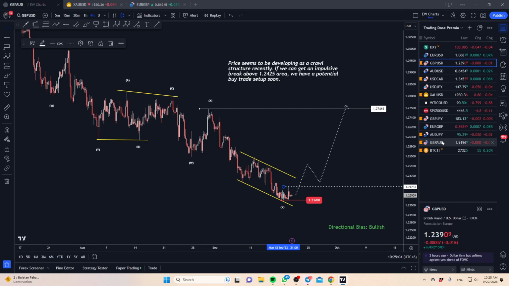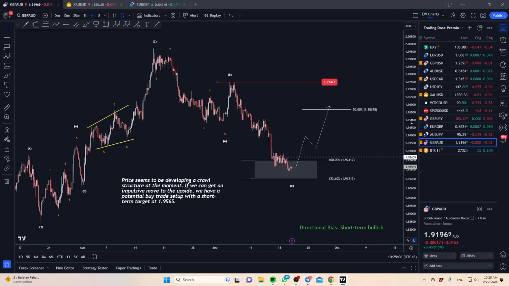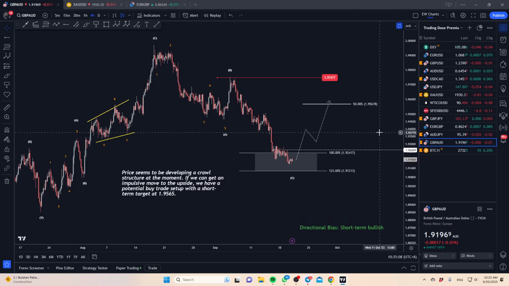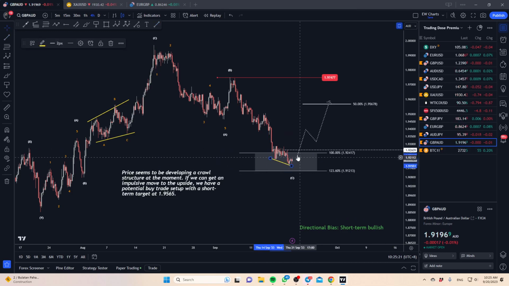Now, since we're on pound, I'll just jump over to the pound Australia here as well to kind of highlight the similarity between these two pairs. Okay, both are of course pound related. Pound Aussie here, we have a very clear three-wave structure completed. We have a divergence set up over here as well around a key area. Okay, so the minor high as of now is around 1.2960. Same thing, if you can get an impulsive break above it, then that will be pretty decent, bringing it all the way to 1.9565 as our target.